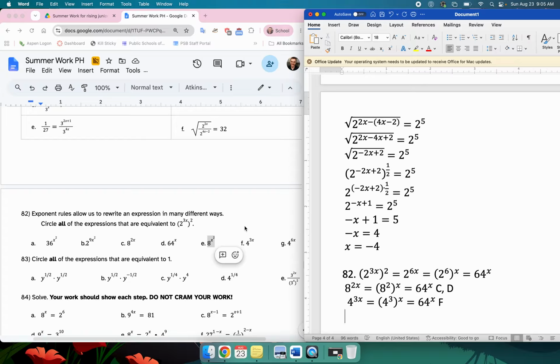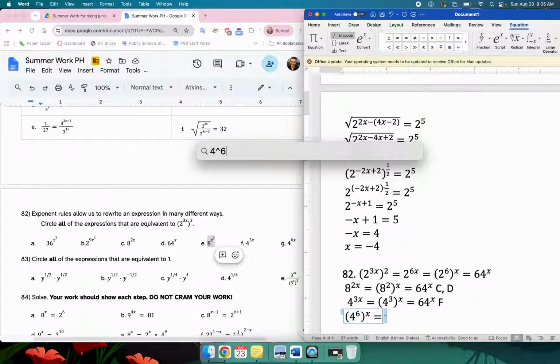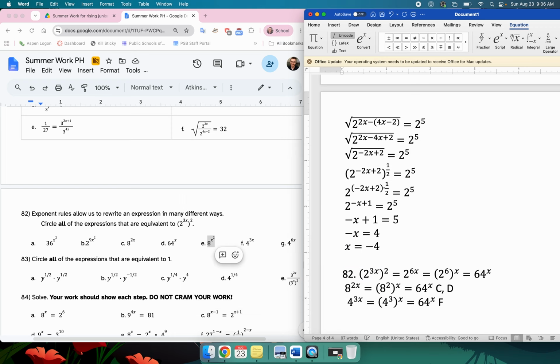What? G, 4 to the 6x? I don't think so. No, because you could rewrite that as 4 to the 6 to the x. I don't know what 4 to the 6 is, but it's not 64. It's some kind of giant number, right? 4096, so that's it. So C, D, and F.